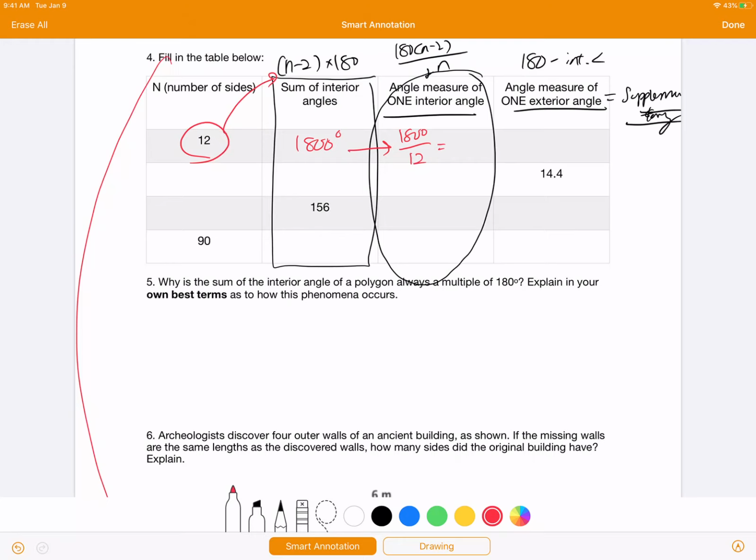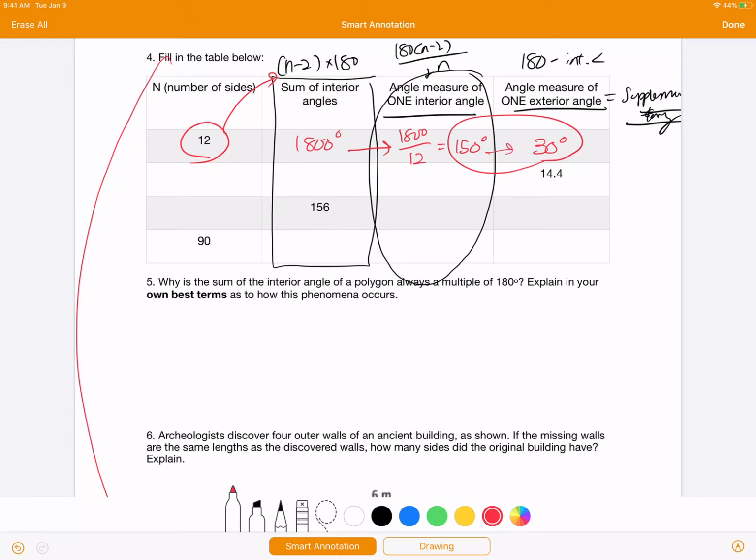1800 divided by 12 gives me 150 degrees. And that's how I know the measure of one interior angle. And from here, it's like a domino effect, basically, right? So after I find the 150 degrees, then the exterior angle should be 30 degrees, because these two added together should give you 180 degrees, and so forth.